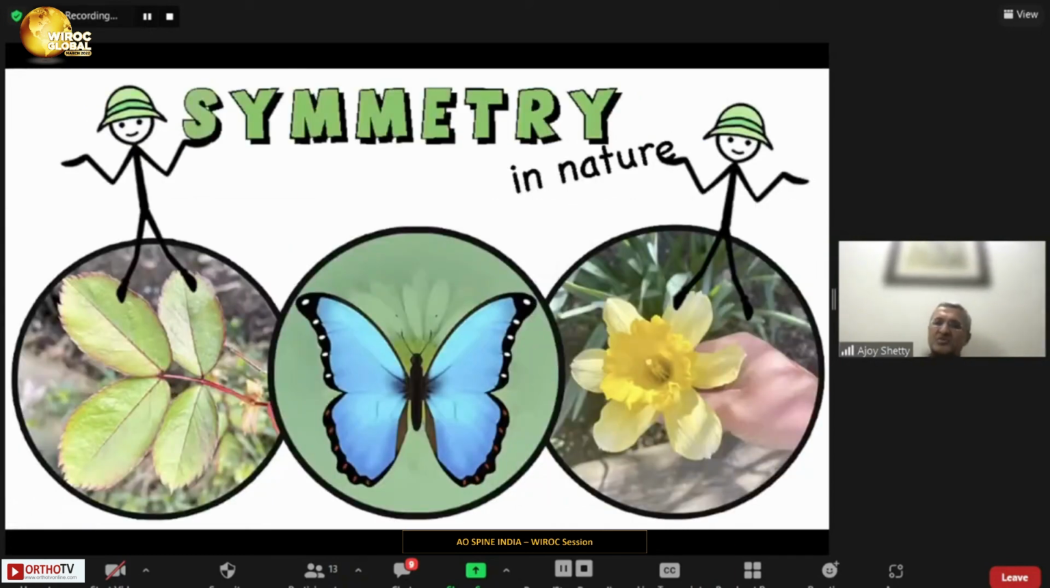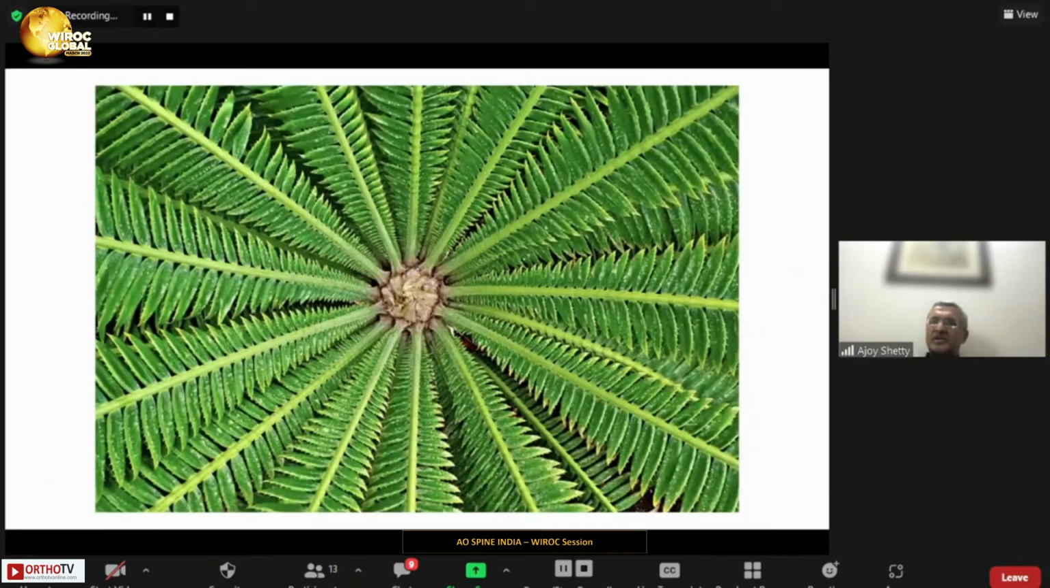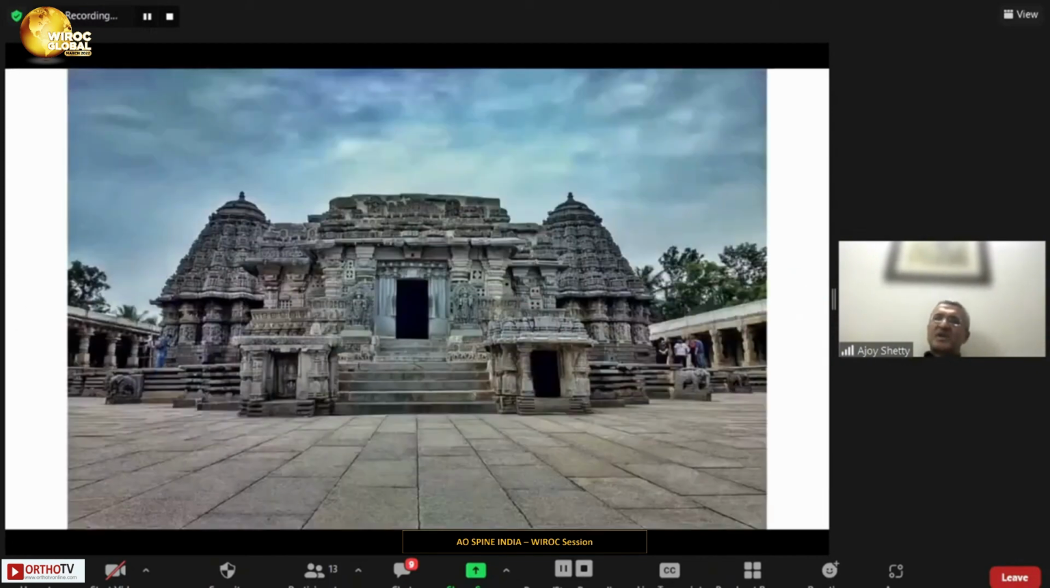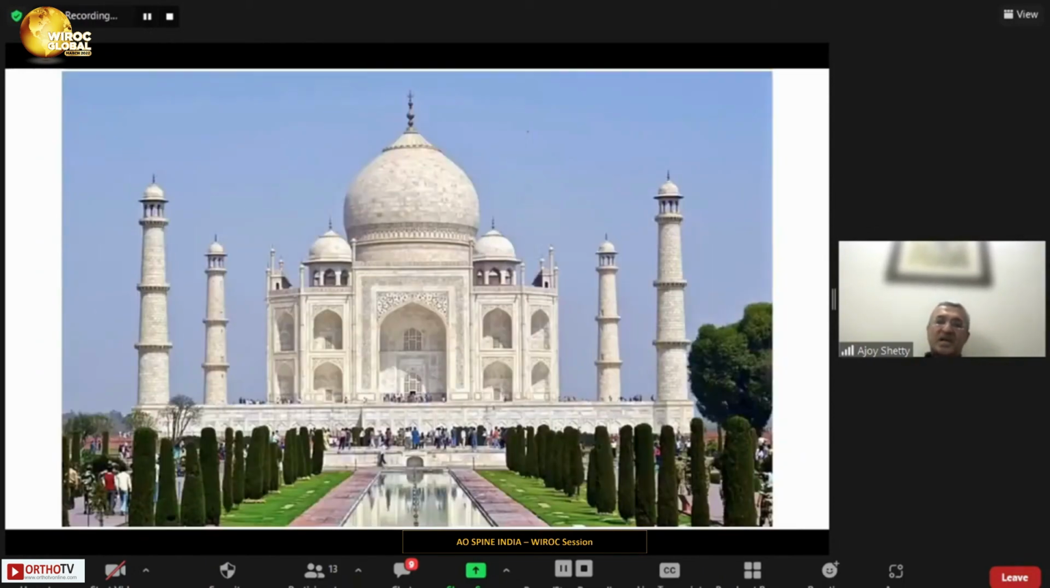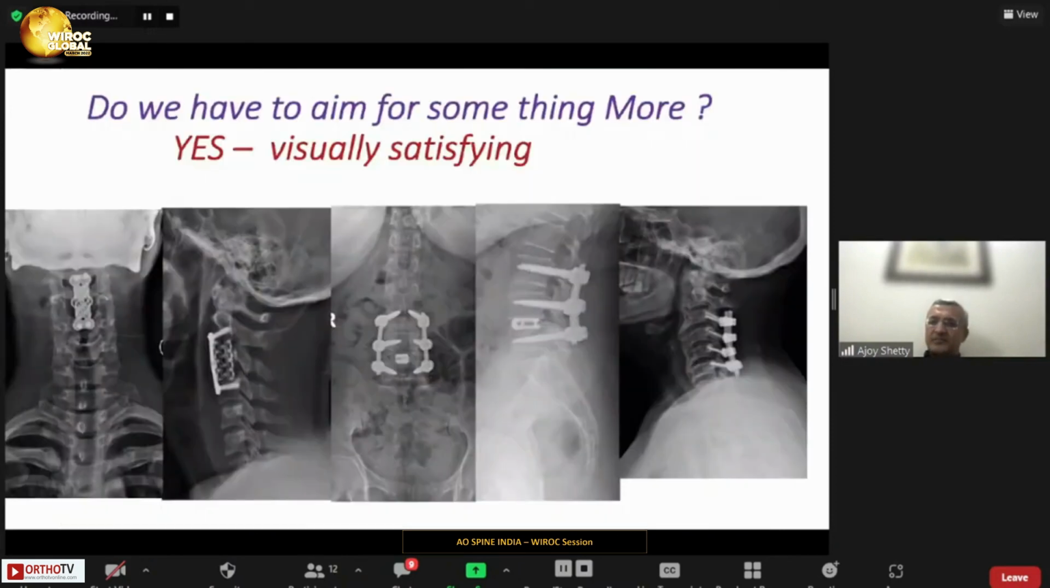It's basically because we do know that symmetry exists in nature everywhere, either in the leaves, in the butterfly, in the flowers, or in everyday things you see around in nature. There is a symmetry which we tend to appreciate. Similar symmetry is seen in Indian temple architecture and even in the Taj Mahal. And that's why we can easily appreciate them, and we tend to like structures which are much more symmetrical.